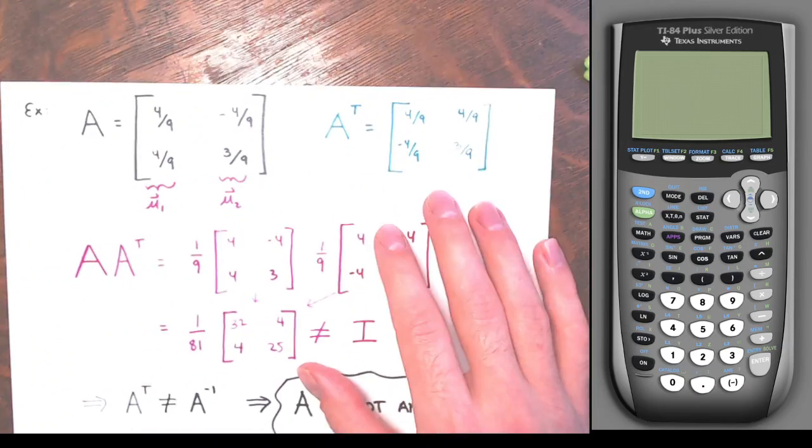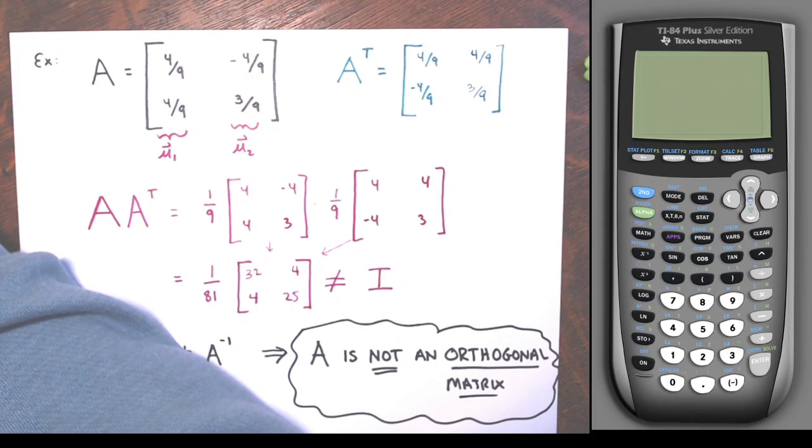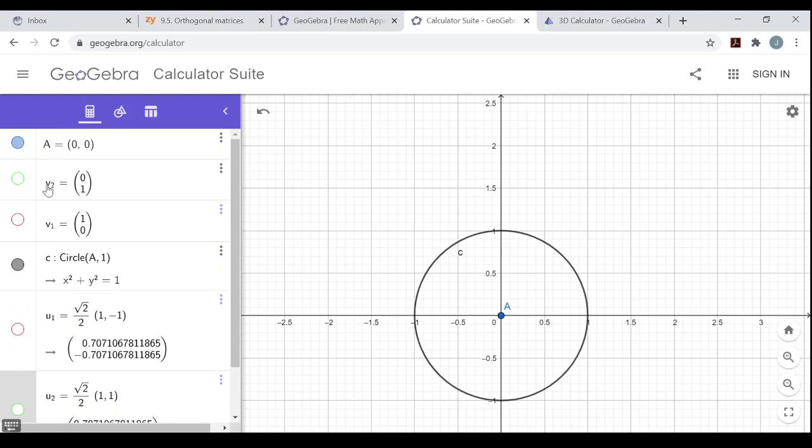All right, so now I'm going to bump it up into 3 by 3s. Oh, you know what? I forgot I wanted to show you a picture. Here was our matrix again, sorry. We go back to the GeoGebra site. And here were our standard basis vectors, 1, 0 and 0, 1.